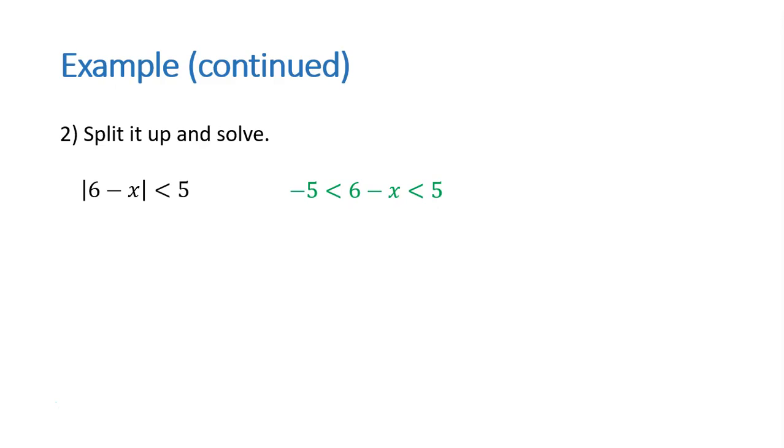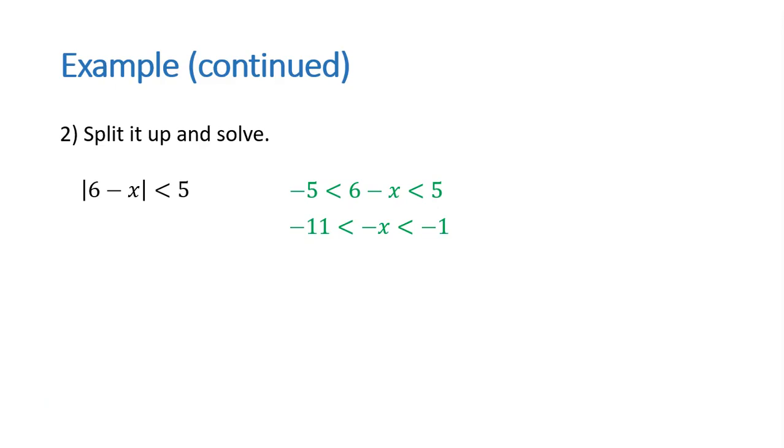So we want to get x by itself. We've got a 6 out front. Even though it's 6 minus x, the 6 is positive. So to get rid of a positive 6, we have to subtract it. So subtract the 6 from all 3 parts. So -5 minus 6 is -11, and then 5 minus 6 is -1. So we now have -11 is less than -x is less than -1. Notice that the negative in front of the x in the middle just goes with it. We haven't gotten rid of it yet.